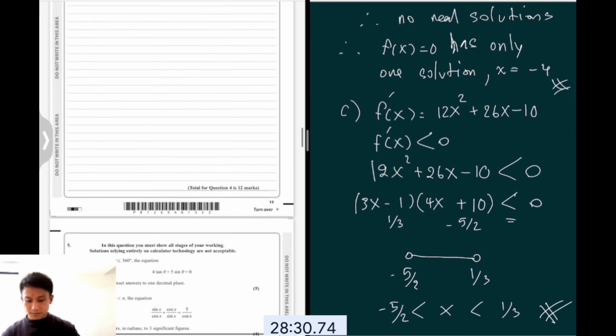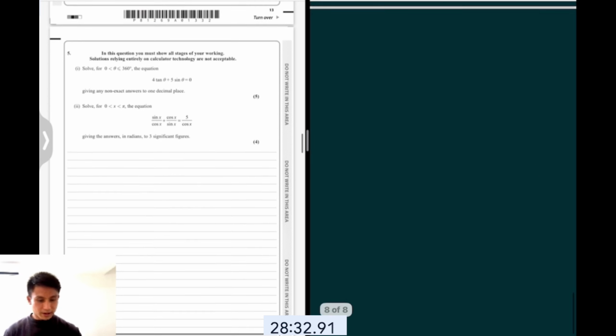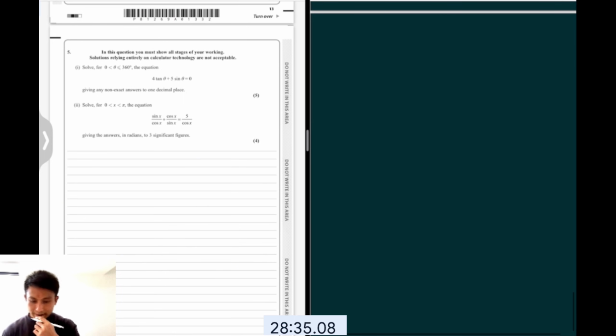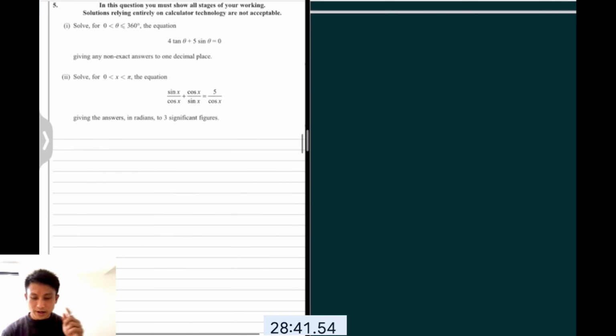Number 5, 28 passed now, guys. I think we are fine, just about halfway here. Trigonometry, giving any non-exact answers to one decimal place. Okay, we have that equation there. The range of theta is 0 to 360, so that should be fine because theta is just a normal expression there. There is no modification.